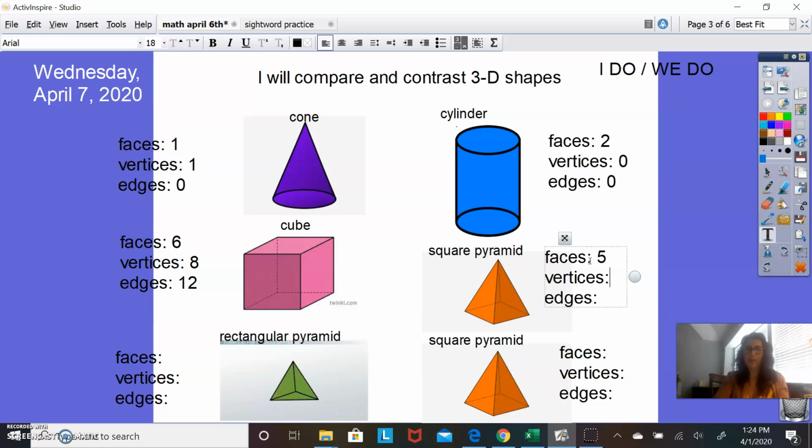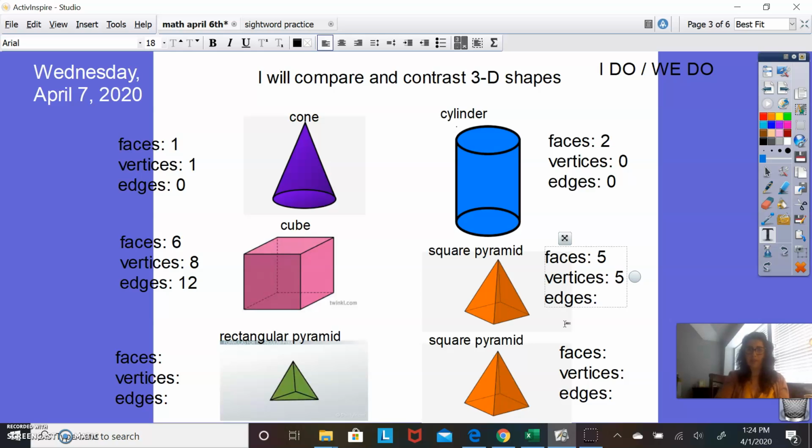Now we talk about the vertices, the corners. When we talk about the vertices, we have to talk about the points where the sides come together. So here's 1, 2, 3, 4, 5. So that will be 5 vertices.